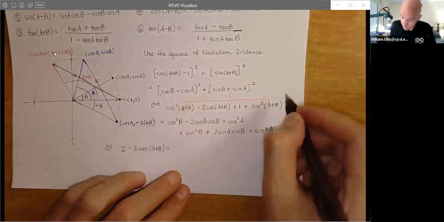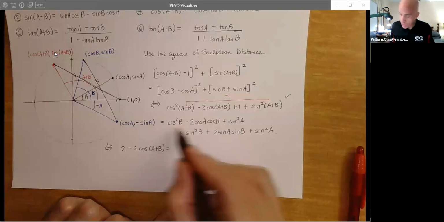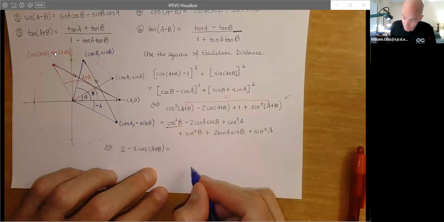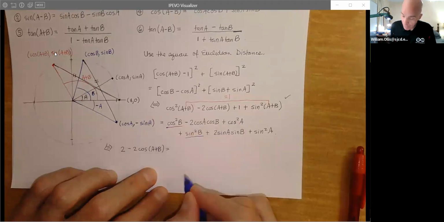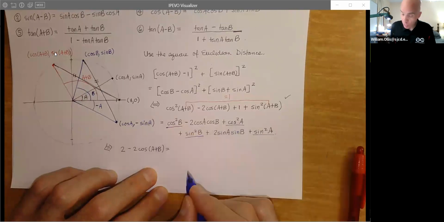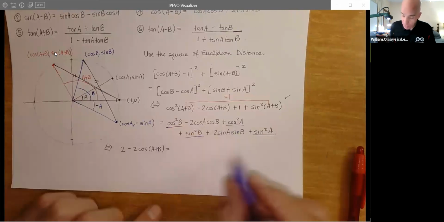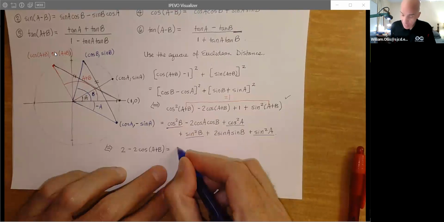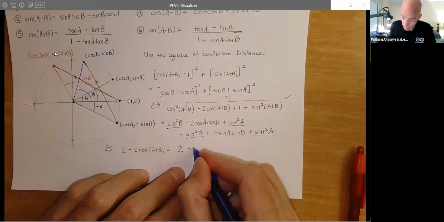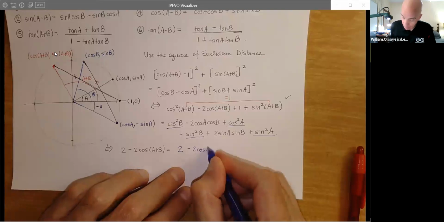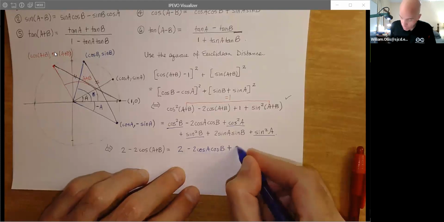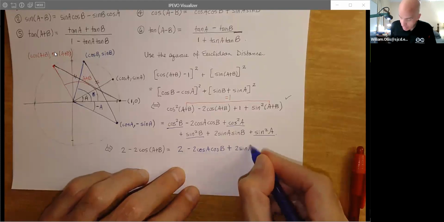So all of these are taken care of. So this looks good. Now here we can just pair things off. We have a cosine squared with the B argument and a sine squared, that's a 1. And we have the cosine squared with an A argument and a sine squared with the A argument. That's also a 1. So 1 plus 1 is 2. And then of course we get these two terms that just stand alone. So 2 cosine A cosine B plus 2 sine A sine B.